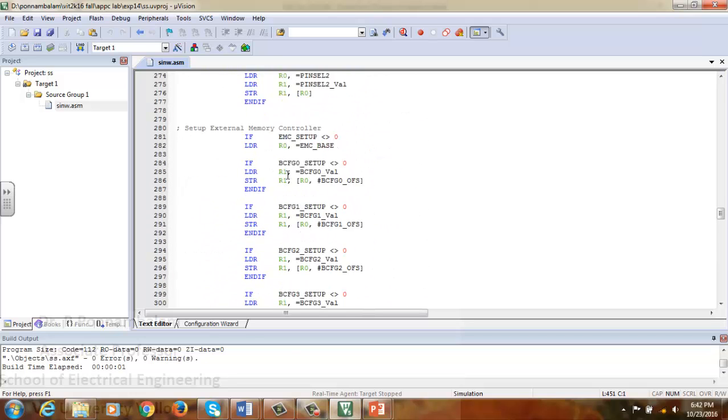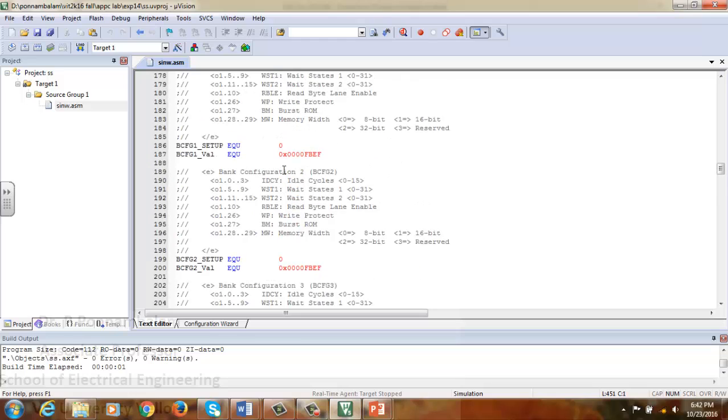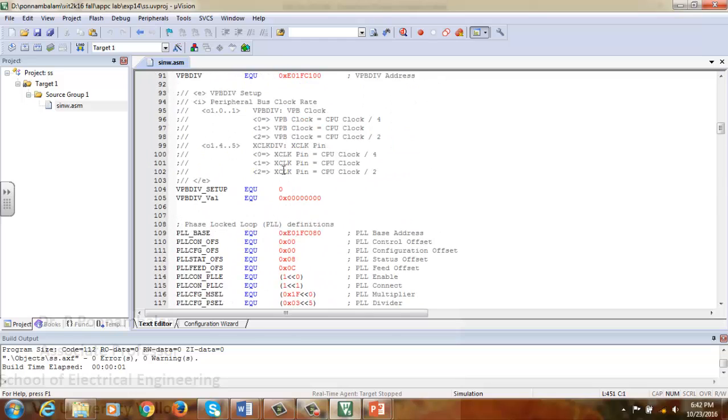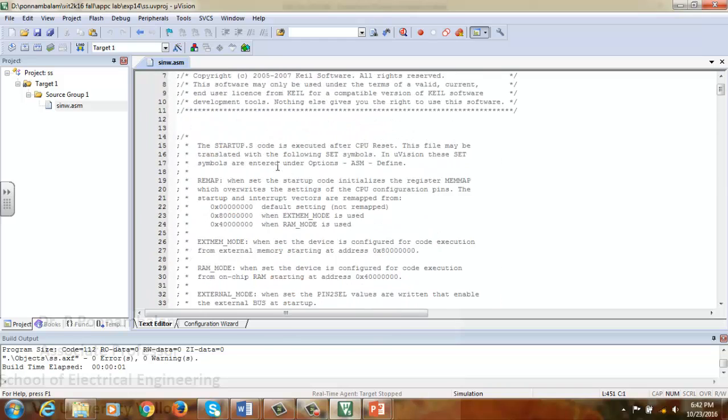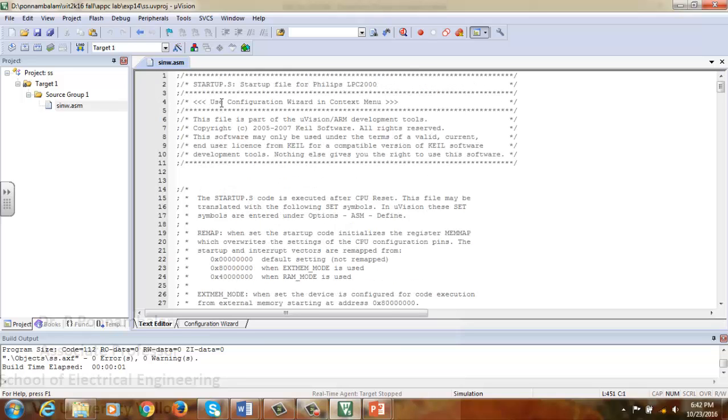One thing you'll have to keep in mind as far as this sine wave is concerned: when you're doing it with hardware circuitry, your startup.s is required. In the previous case also startup.s is required. Even if you're not concerned about the frequency, you need to copy the startup.s. Otherwise it won't recognize from where it is fetching and where it is putting into. So memory mapping is required, and to do that, startup.s is required.